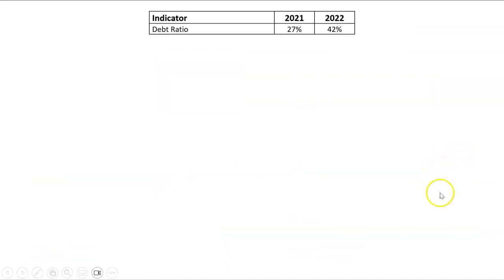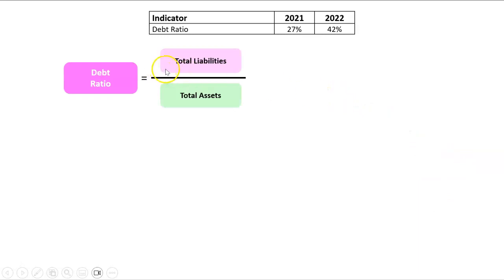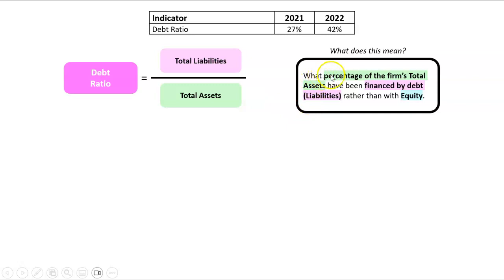Let's look at our next indicator, which was our debt ratio. What does that measure? Well, it's total liabilities divided by total assets, and it tells us what percentage of the firm's total assets have been financed by debt or liabilities rather than with equity. And this measures primarily stability, but it also measures liquidity because it's looking at liabilities and assets. It's just a bit more long-term.